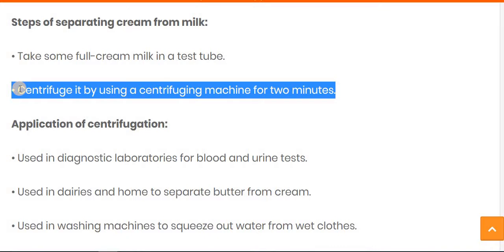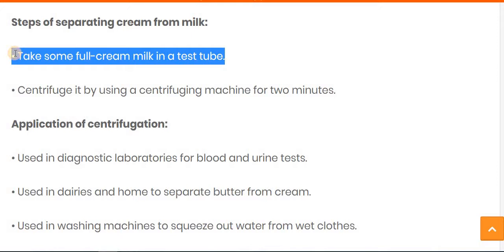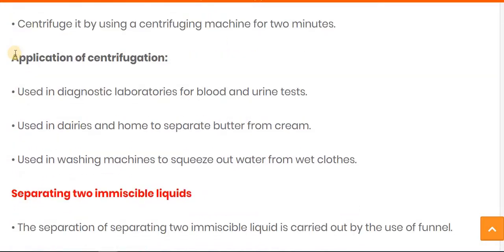First of all, we have to take milk which possesses the maximum amount of cream, and then pour this milk into the test tube. This test tube we have to keep in a centrifuge machine, and then rotate it for 2 minutes.